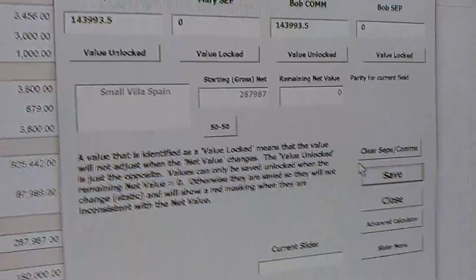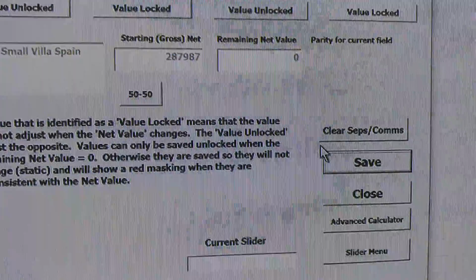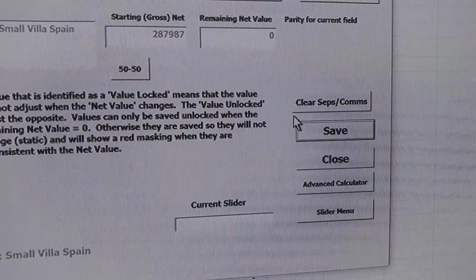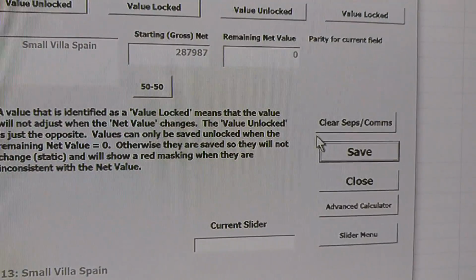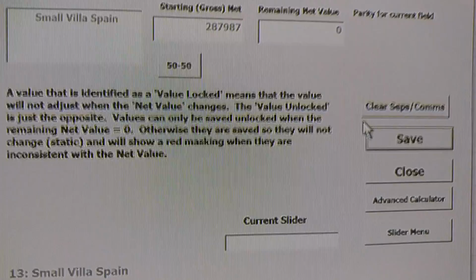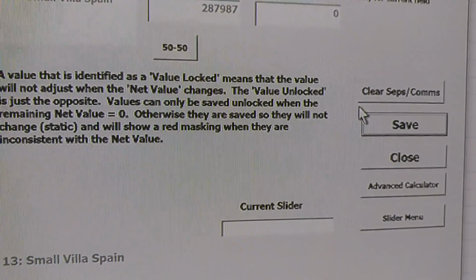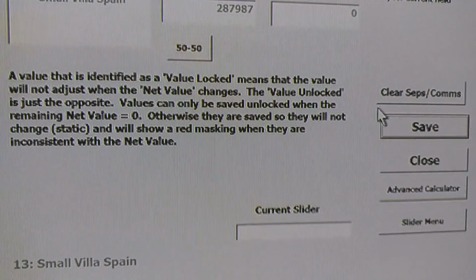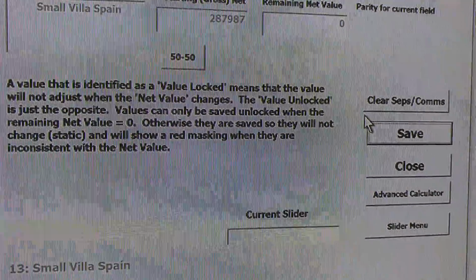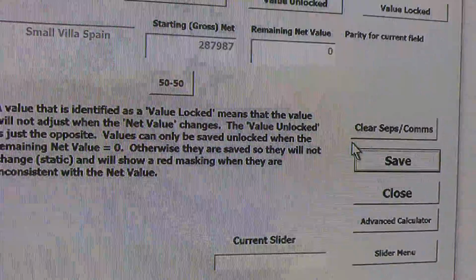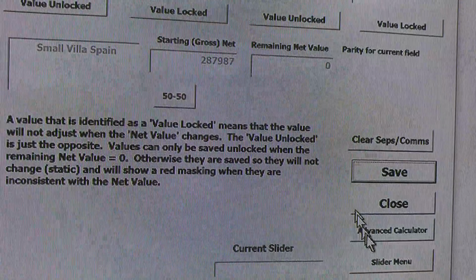The one thing we never showed you the last time was something called a slider. You see the slider menu. Don't click it yet. There is no slider, as you see. What a slider does is slide in additional cost having to do with disposing or selling of a property. Let's give it a shot. Go ahead and click on the slider menu in the bottom right-hand corner.